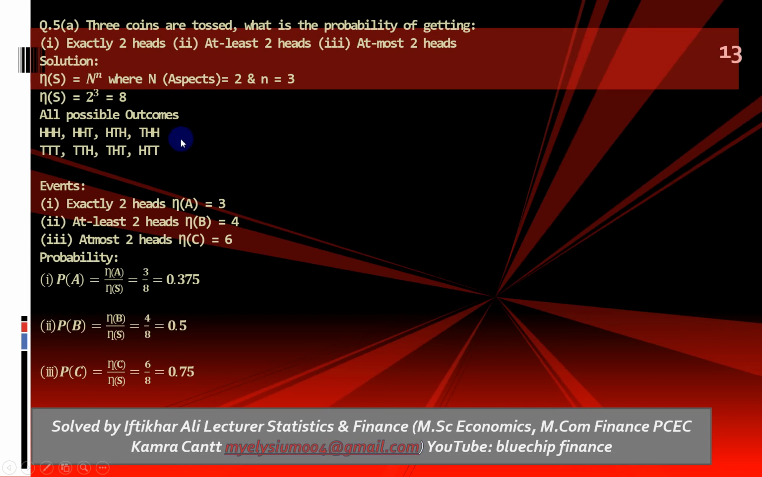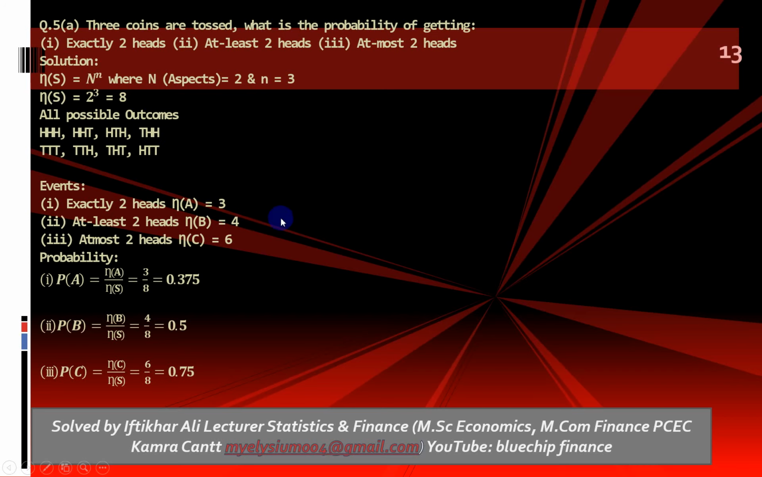So the next step is to allocate the events. The first question is exactly 2 heads, which will be indicated by A, and there are 3 possible outcomes in which there are exactly 2 heads: 1, 2 and 3. After that, at least 2 heads. At least 2 heads means there may be 3 heads also. So 1, 2, 3 and 4. So there are 4 possible outcomes.